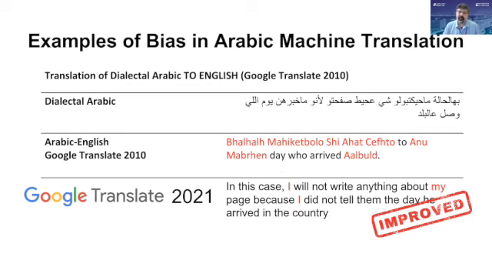And the big problem here is that machine translation systems don't see enough of this data. They don't see enough examples of carefully translated parallel dialectal Arabic and English. And as a result, the quality of translation is really suboptimal. This is kind of important.